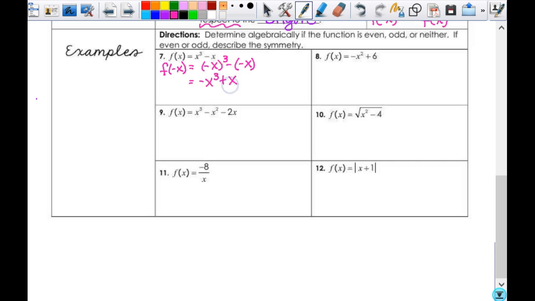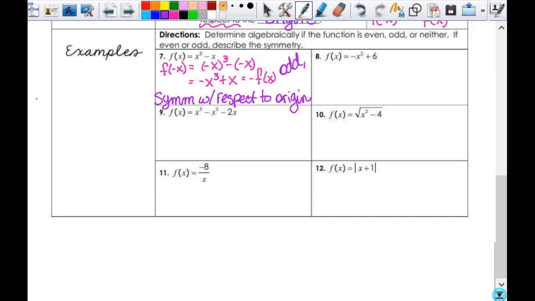So, does this equal f of x? No, it doesn't look identical, so it does not equal f of x. Does it equal negative f of x? Yes, if I multiplied this by a negative 1, that's what I would get. So this equals negative f of x. So is this even, odd, or neither? Odd. Okay, so this is an odd function, so we have to put odd. And then we also have to say that it is symmetric with respect to what? Origin. Thank you. Symmetric with respect to the origin.